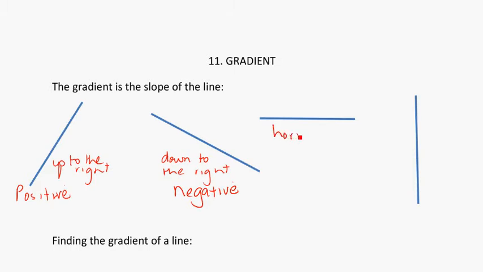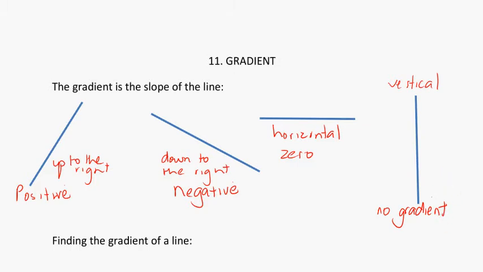If the line is horizontal, it is a zero gradient. And if the line is vertical, there is no gradient. That means it's undefined. It's different than being zero gradient.